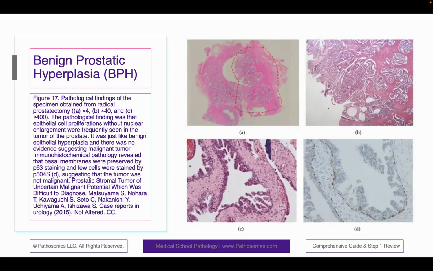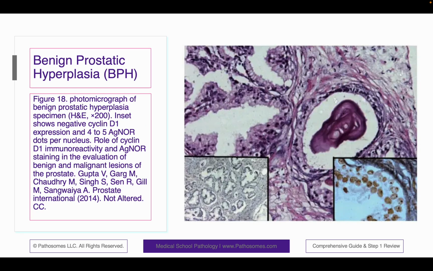And here we have some pathologic findings of the specimen obtained from a radical prostatectomy. In various micrographs, we can see these pathologic features. Some of them even suggest malignant tumor, and some suggest otherwise. Now, importantly, when you see these prostatic secretions, that hints at a benign process, right? You see that there, the big oblong rock-looking thing that's in between the gland.